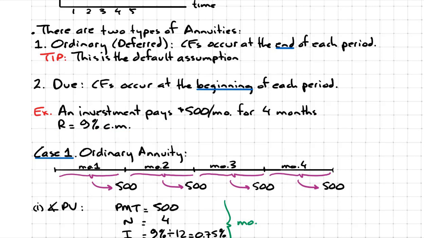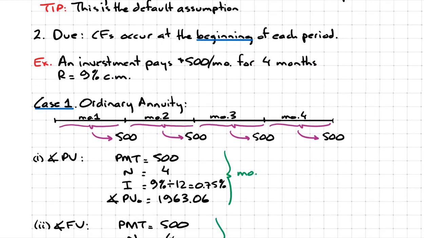Now, in the first case, we're going to look at an ordinary annuity. First, we'll draw a timeline because it's a 4-month period. So you can see we have month 1, month 2, month 3, and month 4. And for each of these months, we're going to be getting $500. So here's where the distinction between ordinary and due comes in.